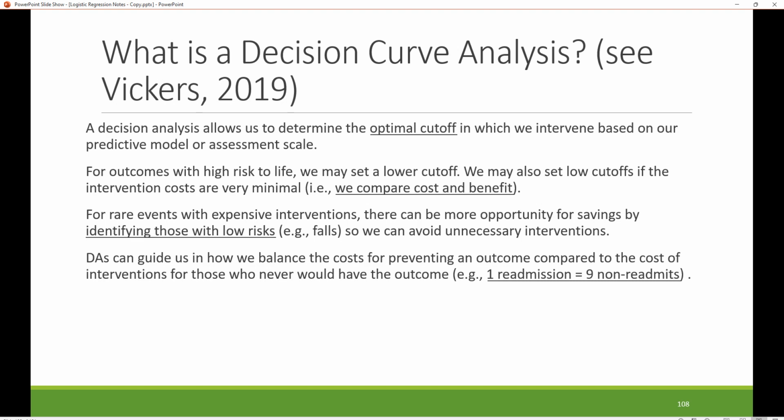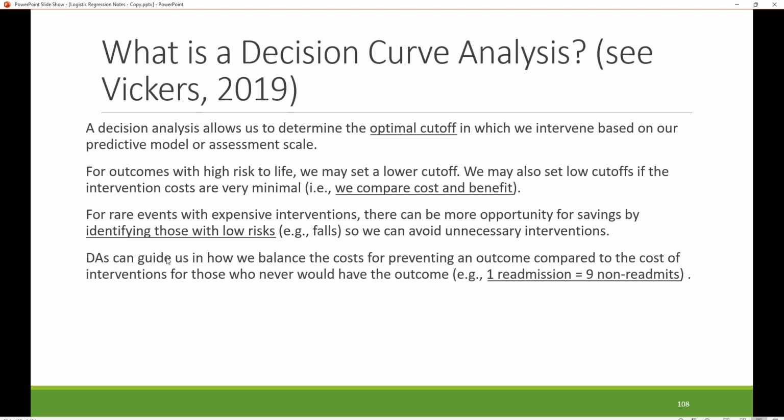So if the intervention was an auto-generated phone call as a reminder about someone's upcoming doctor's appointment, with very minimal cost and very minimal impact on patients, we might consider using a lower cutoff or threshold level. For rare events with expensive interventions, there can be more opportunity for savings by identifying those with low risk, for example, falls, so we can avoid unnecessary interventions.